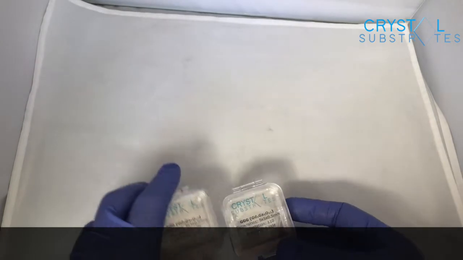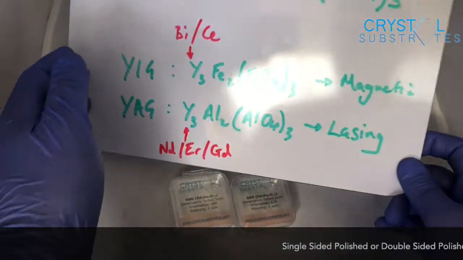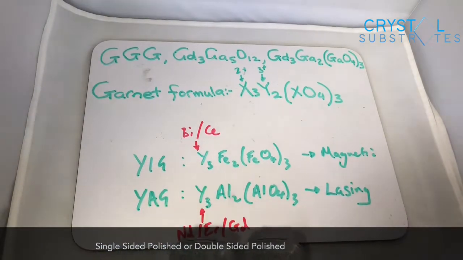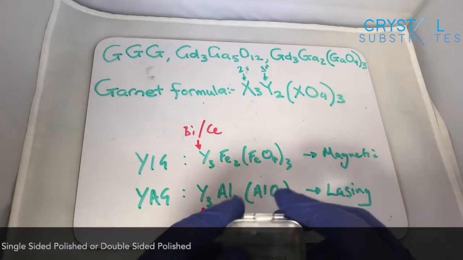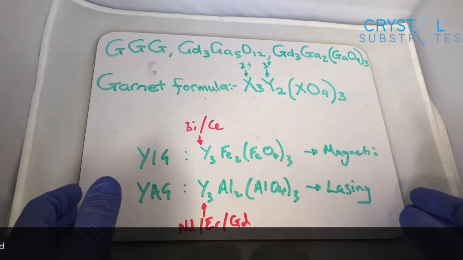GGG by itself does not have too many uses until you use it as a substrate, but what it's particularly useful for is growing some really interesting materials, and you can grow these by sputtering and PLD, quite often used in PLD.